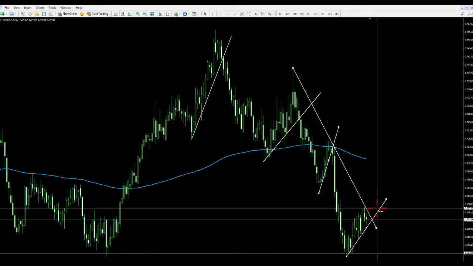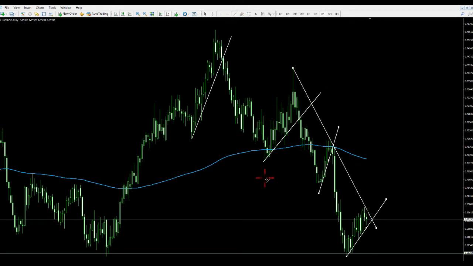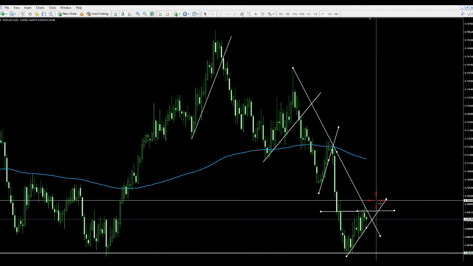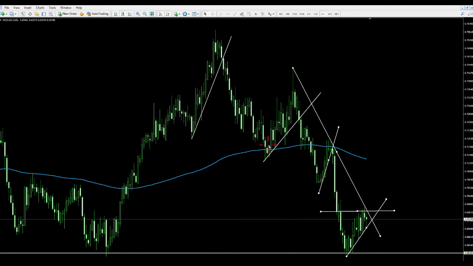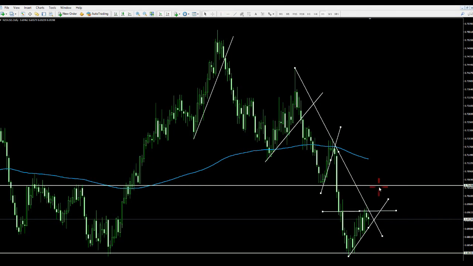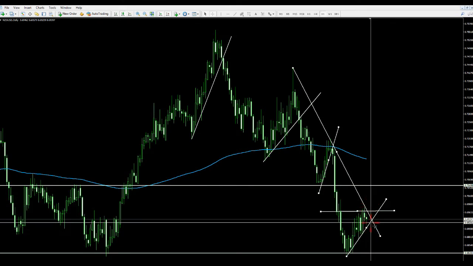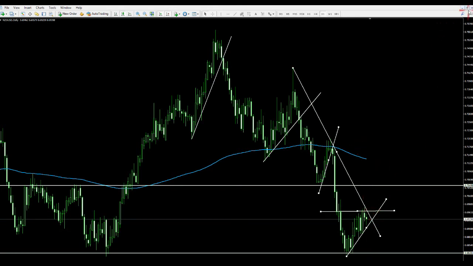But what happens if this level is broken? I would also look for this resistance here to get broken. If we would draw a line based on these previous two attempts, you want this level to get broken for continuation, and then it would most likely try to reach up maybe near the previous resistance, which is in this level here. But first we want to see if this is broken or if this breaks down. So then we want to trade in that direction.